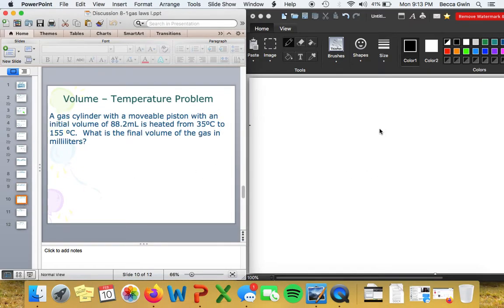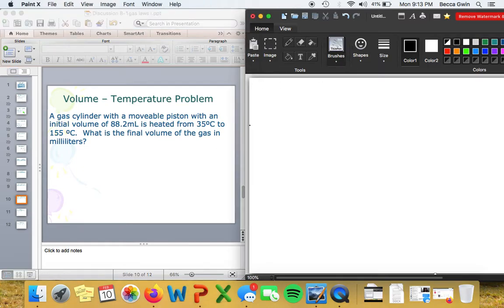Now we're moving on into our volume and our temperature. Volume and temperature is looking at Gay-Lussac's law. Gay-Lussac made the connection between the two, that in order to keep the constant pressure, if the temperature increases, your volume has to increase as well. So in that case, we are looking at the fact that V1 over T1 equals V2 over T2.